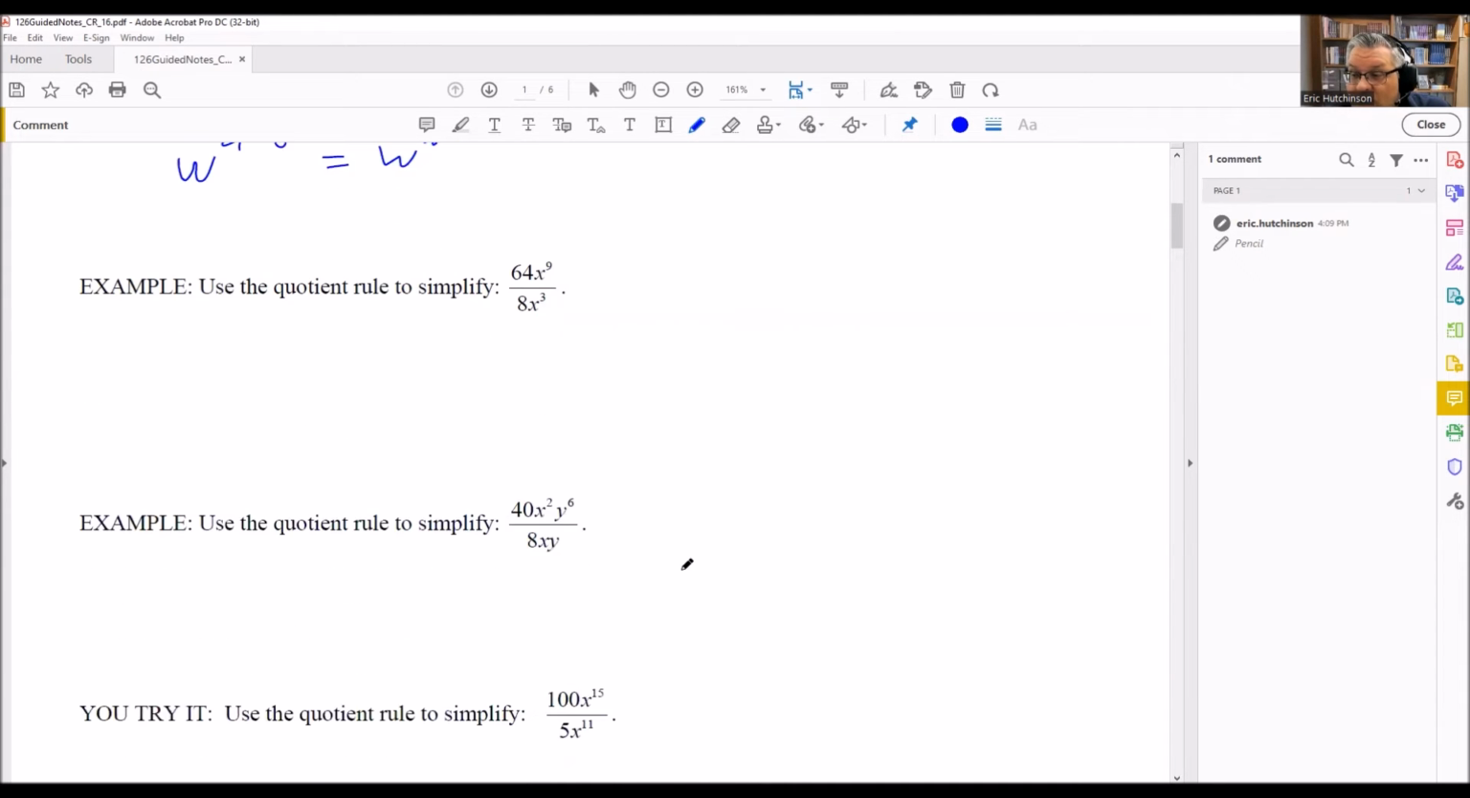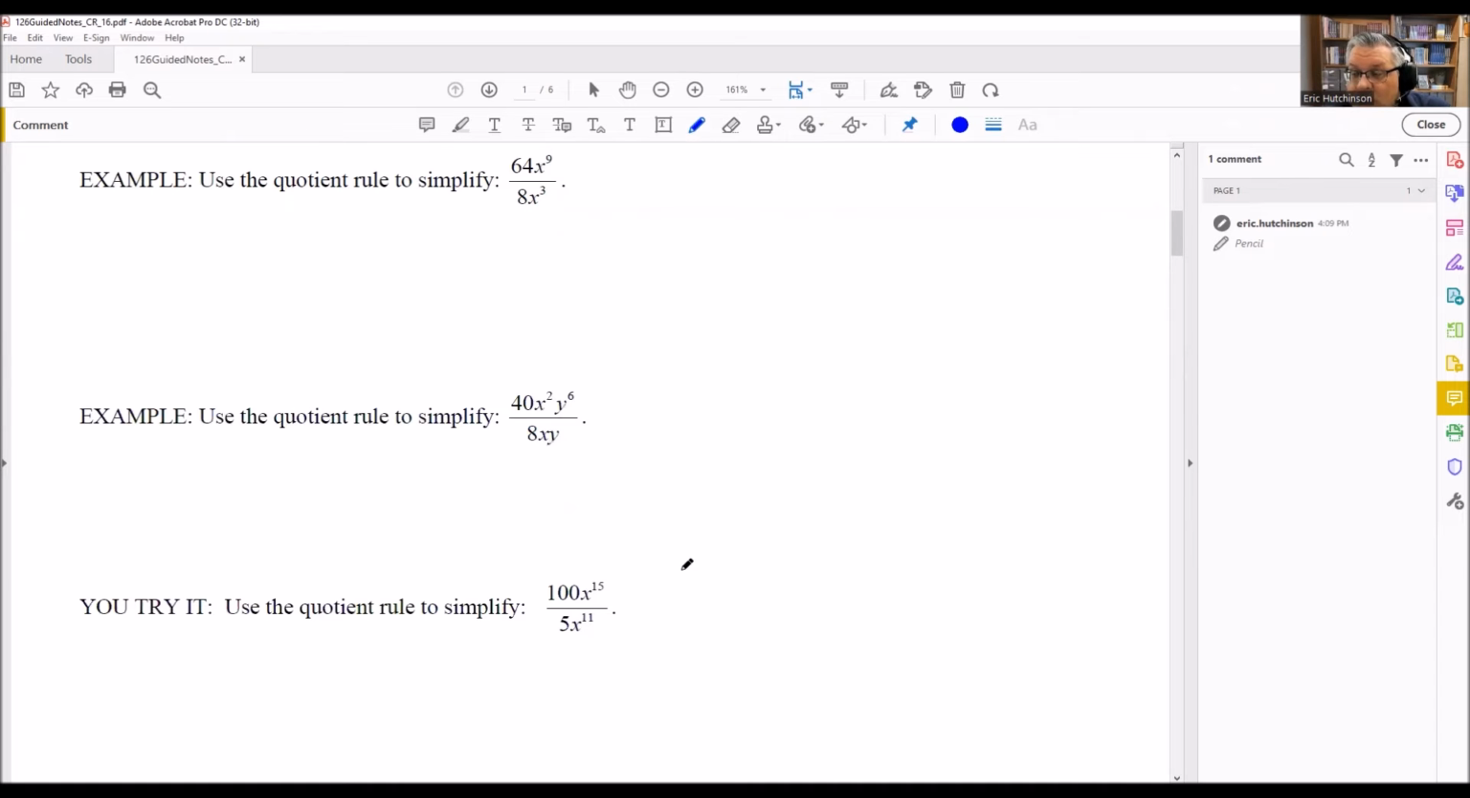Now for these other ones here, these next three I'll do, these have to do with the same thing, except now we've got some numbers in front that we're going to divide as well. Okay, so we're going to do 64 divided by 8 is 8. And then we're going to put 1x only, and we're going to do the top power minus the bottom power. And we get 8x to the 6th power, and that would be our final complete answer.